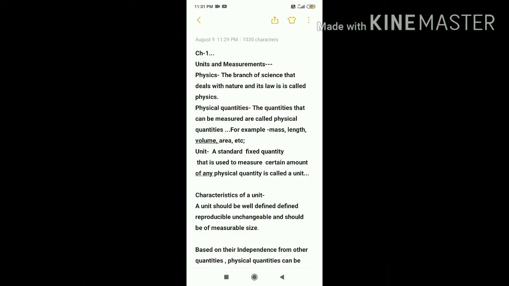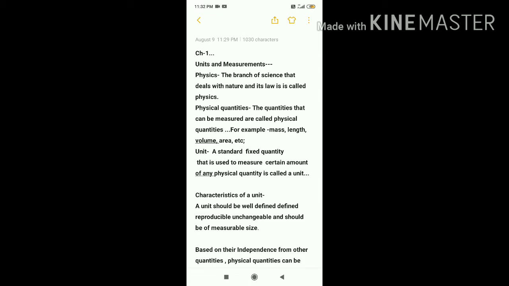Now friends, you are able to see my screen in front of you. It's written chapter 1, units and measurements. We know that all these parts come under physics. So before studying anything, we must know all about physics. So what is physics? The branch of science that deals with nature and its laws is called physics. Physics is all about nature, what we deal with in nature. So we are very clear with physics.